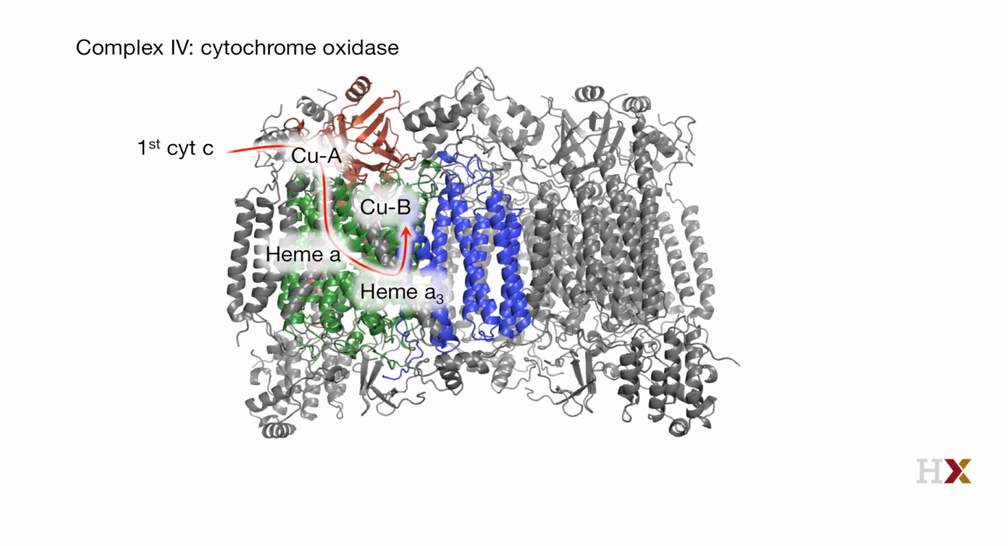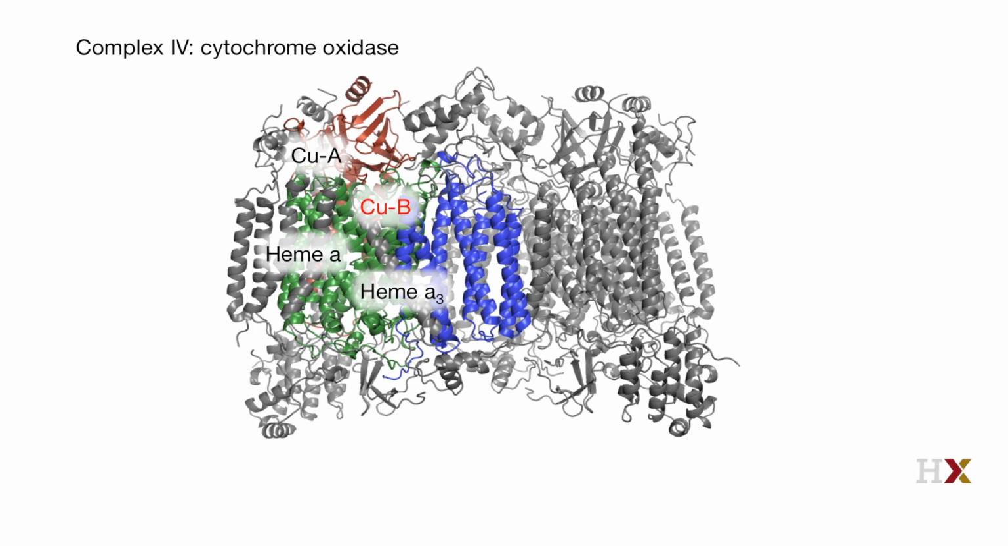Step 1. One molecule of reduced cytochrome C binds to complex 4, and then will pass its electron through a series of carriers. A copper center, QA, then a heme, A, then another heme, A3, and finally the last copper center, QB. So the cupric ion that is bound to QB, Cu2+, will get reduced.